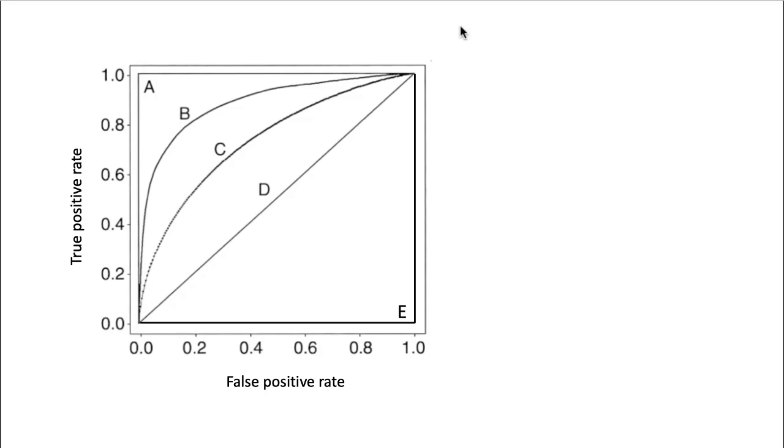D of course is a line where the model is not helping at all. E is absolutely terrible. E is the exact reverse of A. A is an accurate model, E is the exact opposite. Every positive is classified as a negative, and every negative is classified as a positive. So E is the complete worst classification model, ROC chart.